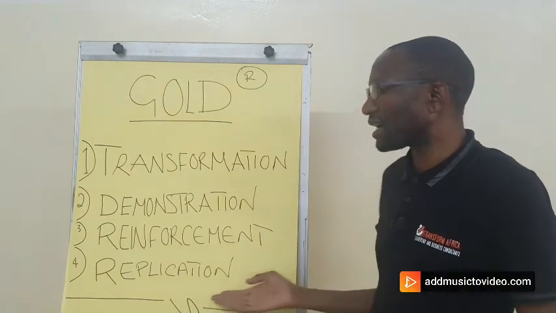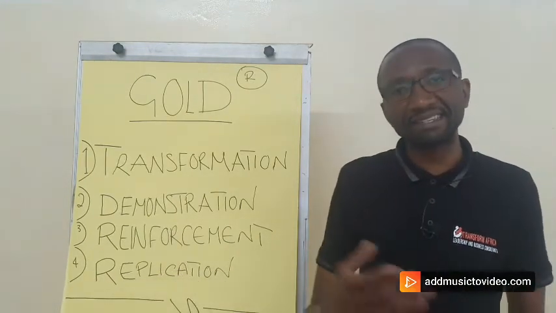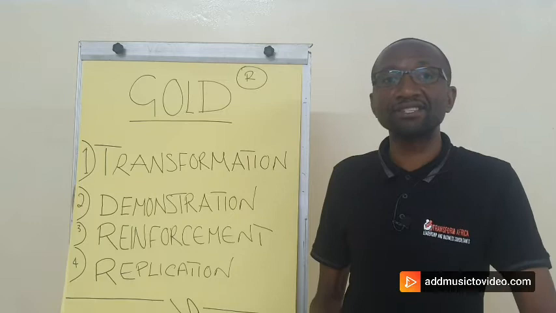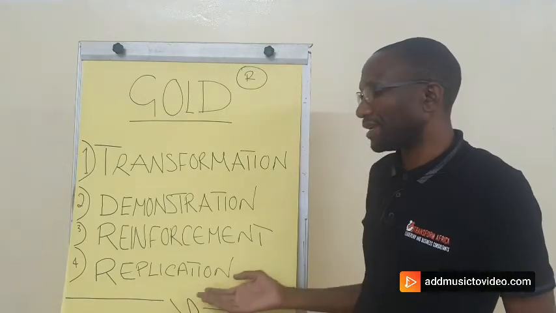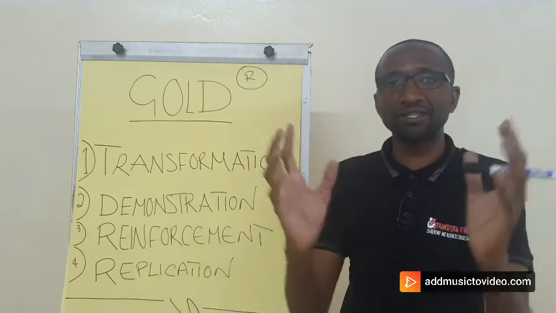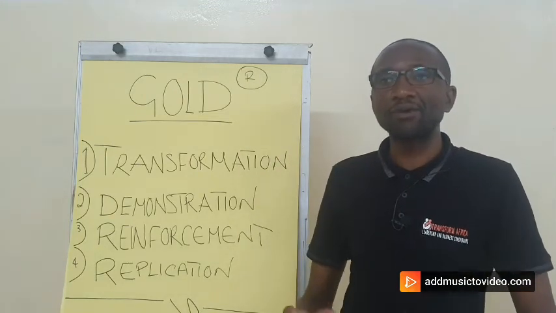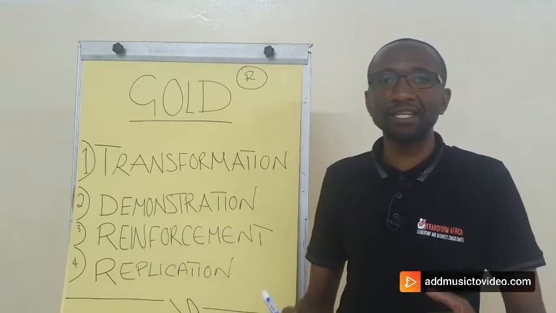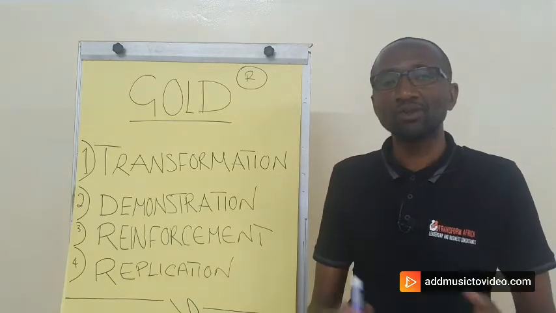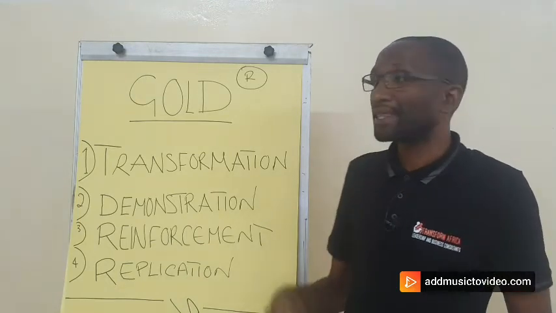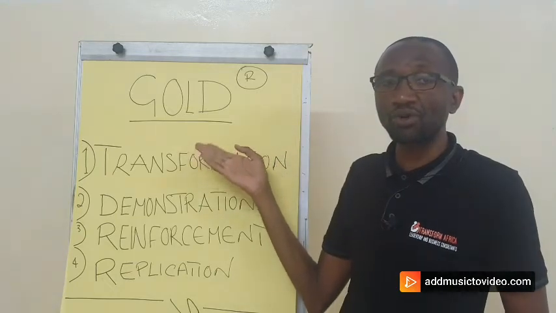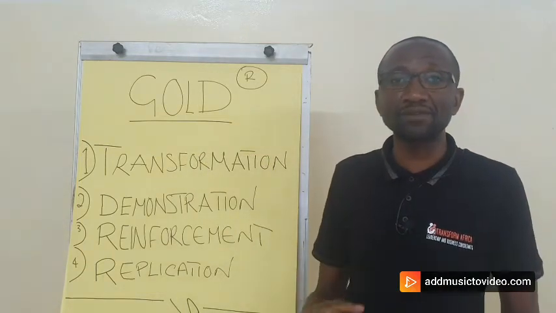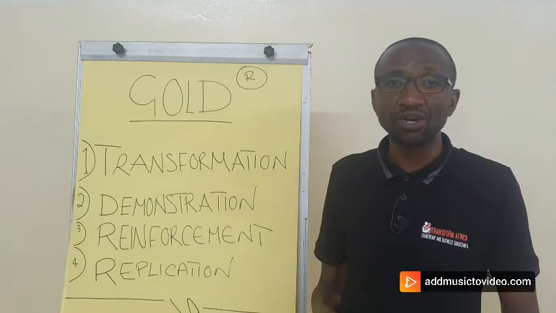Then after that, we come to the last stage, which is called the replication stage. Now, at the replication stage, this is where we begin to train trainers of trainers. What does that mean? It means that after we have trained this group of leaders in your organization, we begin to equip them to train the next group, which will train the next group, and ultimately you cascade your leadership principles through the organization. So in a nutshell, that is the GOLD framework, the Growth-Oriented Leadership Development Framework. This is a framework that has been developed by Transform Africa Leadership and Business Consultants.